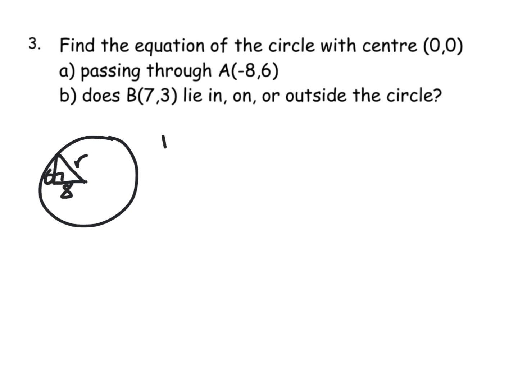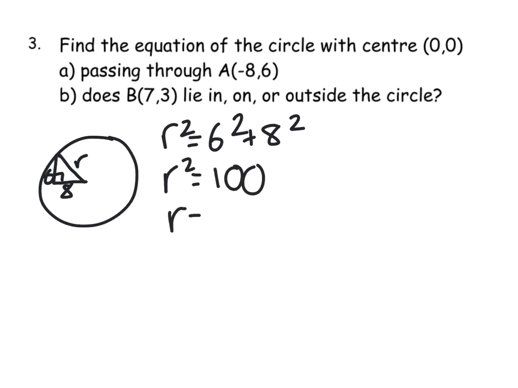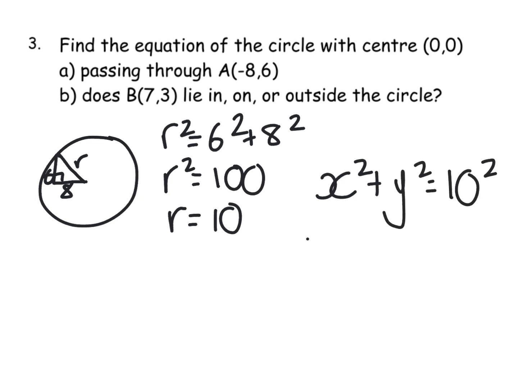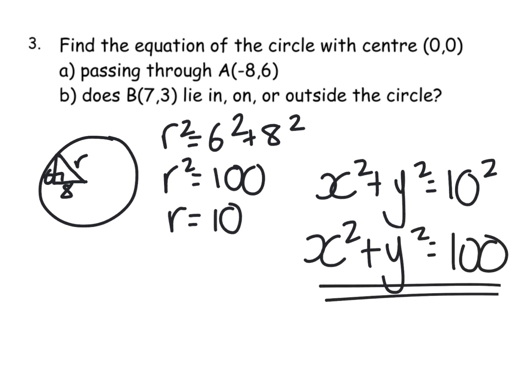We're going to do Pythagoras. So our radius squared equals 6 squared plus 8 squared, which is 36 plus 64, which is 100. Hopefully you recognise this, and the square root of 100 gives you 10. So if my radius is 10, centre 0, 0, my equation is simply x squared plus y squared equals 10 squared, and then to write that out, x squared plus y squared equals 100. So that's the equation of the circle.